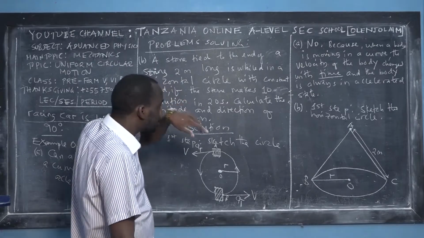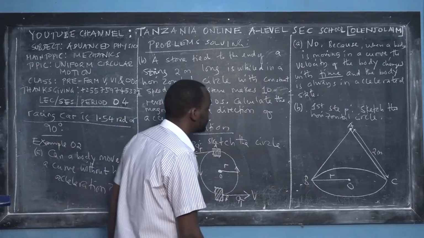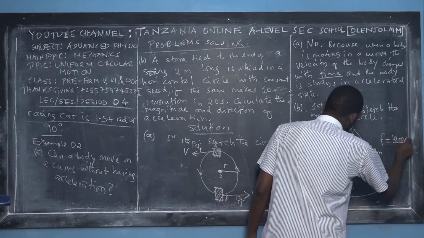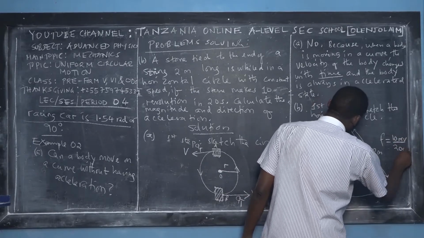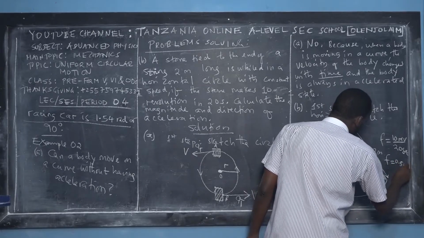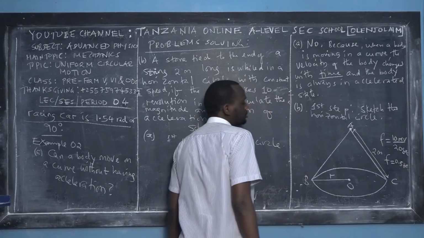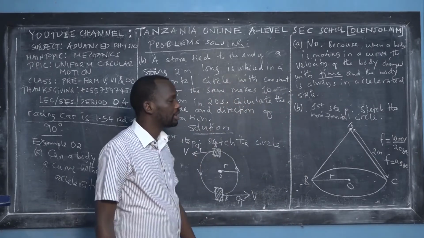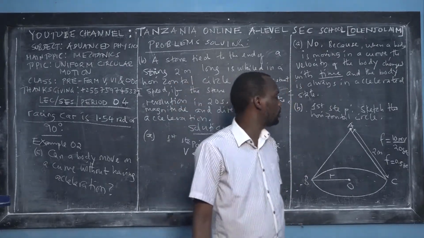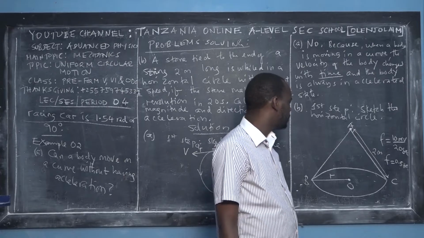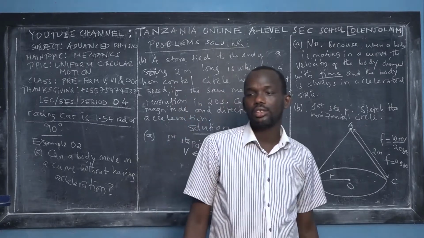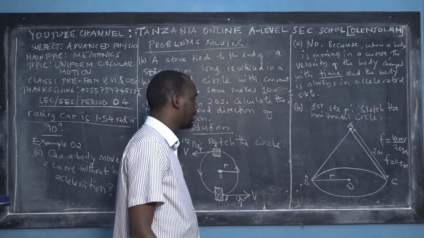And then the stone makes 10 revolutions in 20 seconds. So the stone has a frequency: it makes 10 revolutions in 20 seconds. So frequency is equal to 0.5 per second, or hertz, or revolutions per second. So this body can complete 2 revolutions in 1 second. That's the meaning, because it completes 1 revolution in 0.5 seconds.